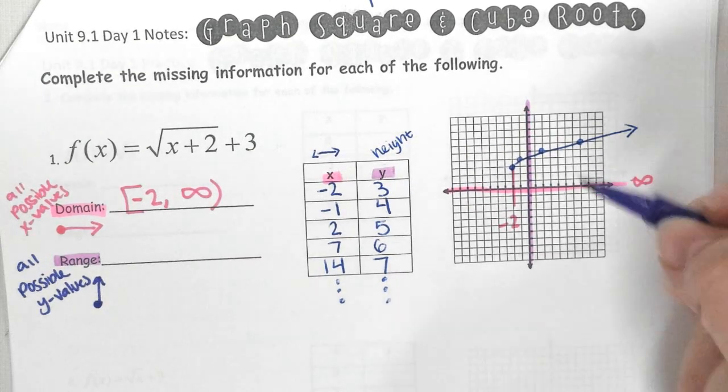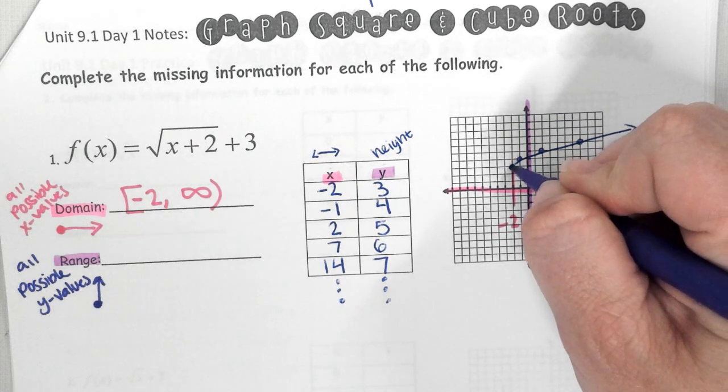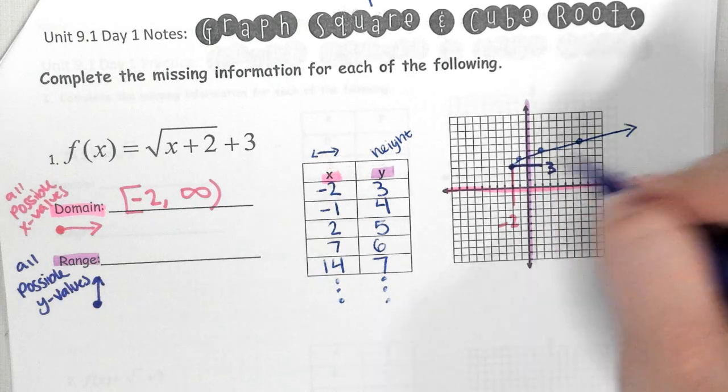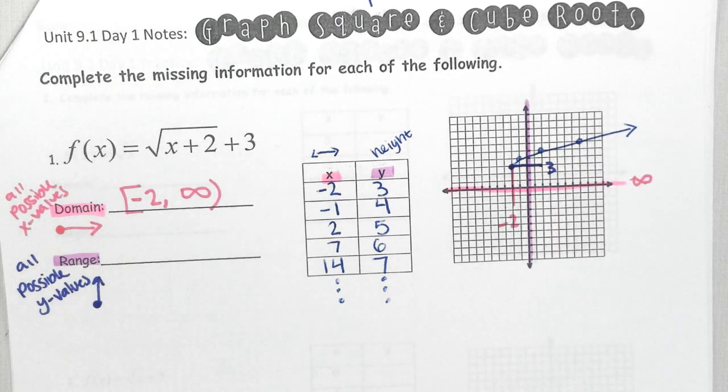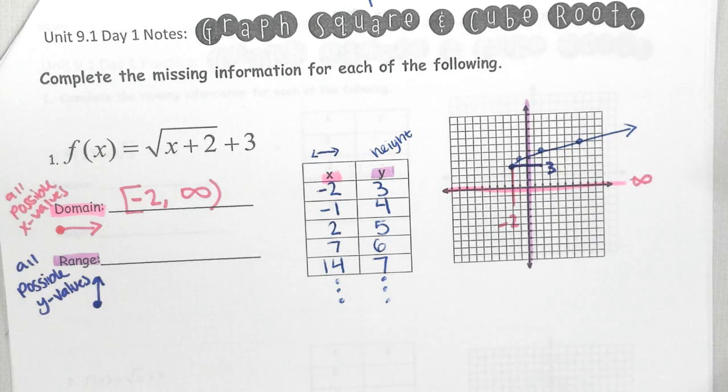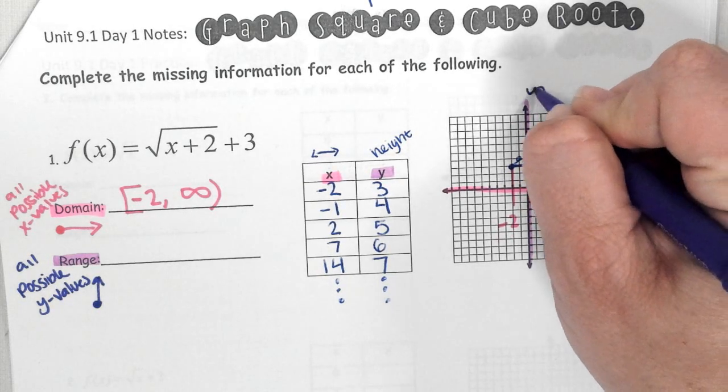So where is the lowest point on this graph? Well, right here. And how low is that? What's the height of that point? 3. And where's the highest point on this graph? Well, didn't we just prove in our calculator that it goes up forever? Is it going up very fast? No, but it's going up forever, so it goes to infinity.